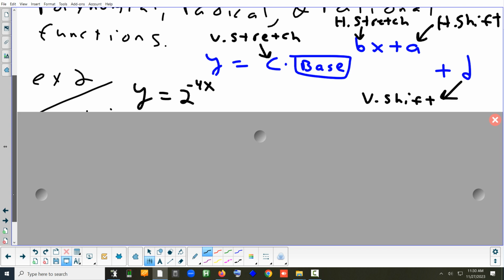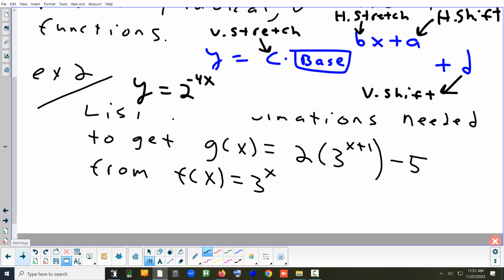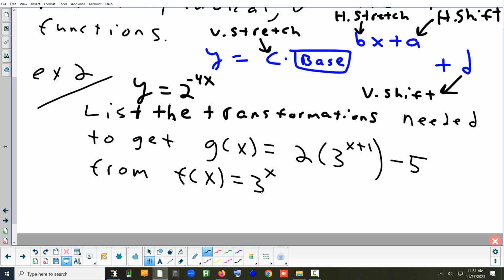All right, so let's try a few examples. List the transformations. So when you do transformations, you're always going to be describing something with the same base to something with the same base. So you're going to be comparing a 3 to the x and a 3 to the something. You'd never compare a 4 to the x to a 3 to the x. Can't do that. You've got to have the same base.